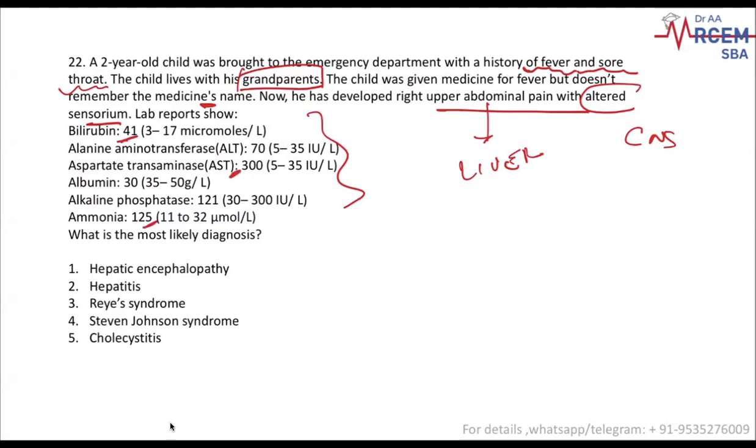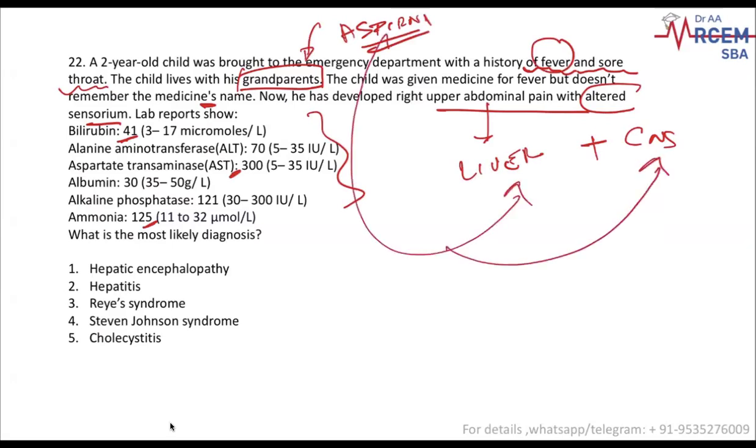What is the likely diagnosis? Liver plus CNS involvement, along with a history of fever, staying with the grandparents. Grandparents most likely have given an aspirin for the fever, which has resulted in damage to the liver and encephalopathy known as Reye's syndrome. This is Reye's syndrome, not hepatic encephalopathy. Hepatic encephalopathy cannot develop so acutely. Though the ammonia is on the higher side, that is more commonly seen in adults with a chronic history. This is a classical history of Reye's syndrome.